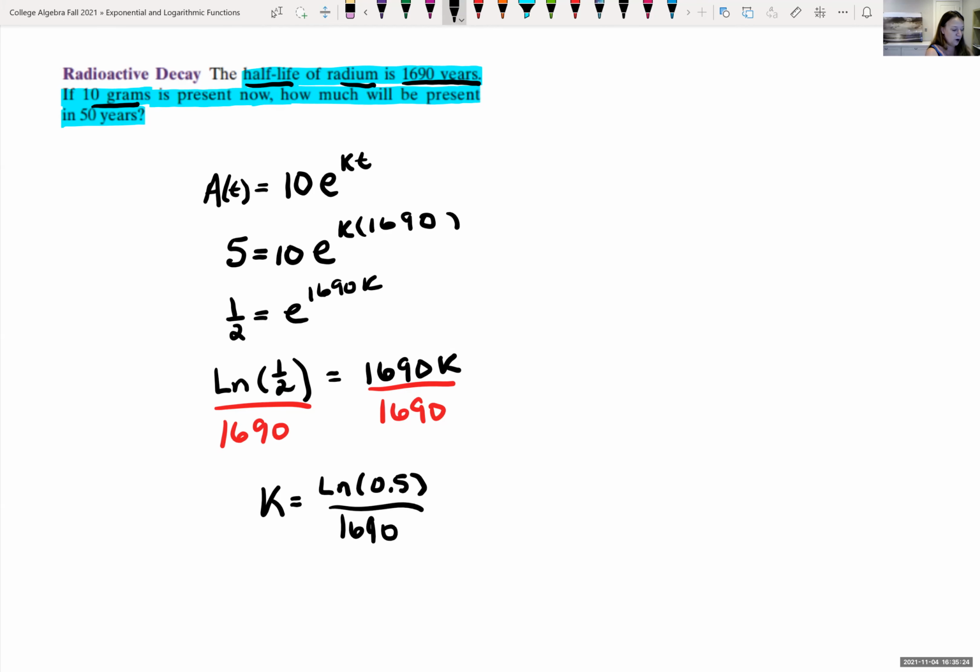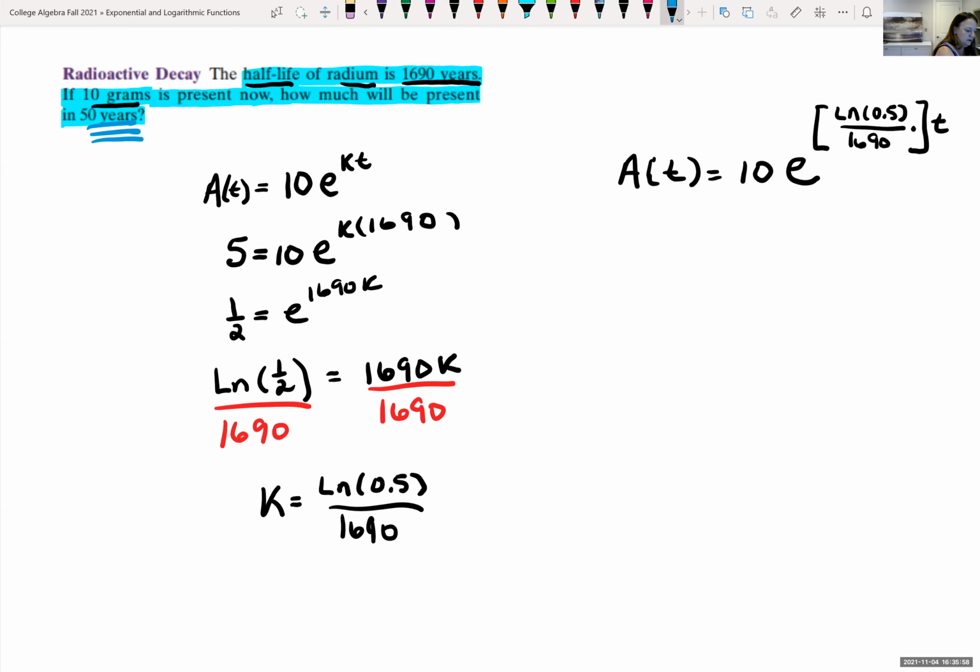And so I have my formula, A sub t is equal to 10 e raised to this natural log of 0.5 all over 1,690 times t. We want to know how much is present after 50 years. So we're going to plug in 50 for t.